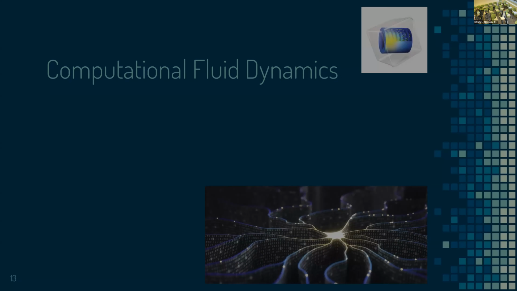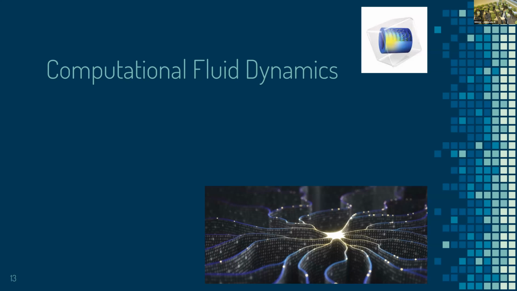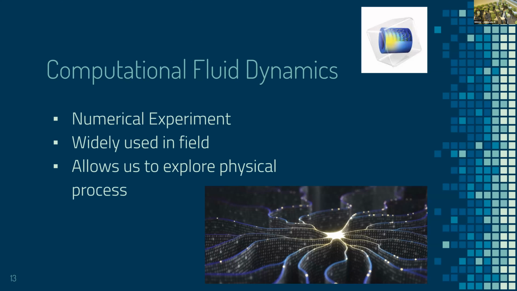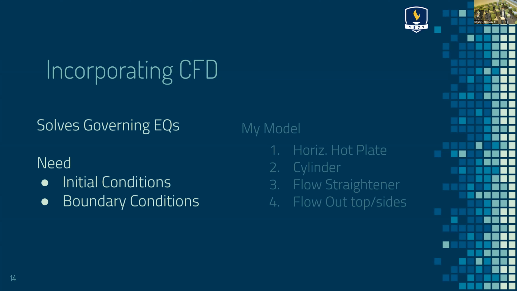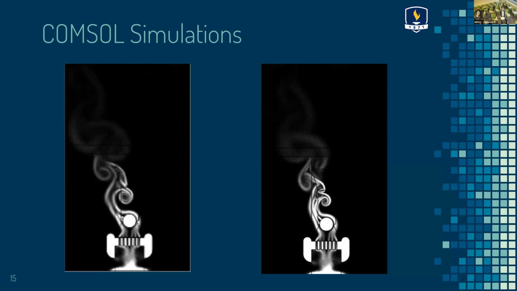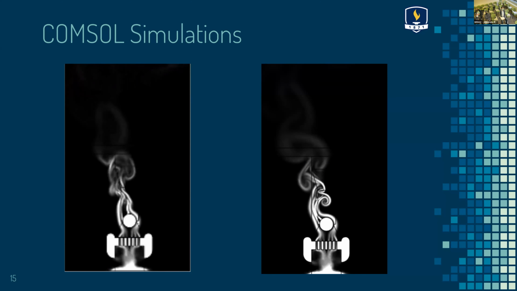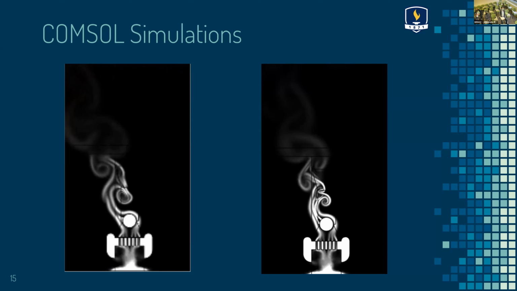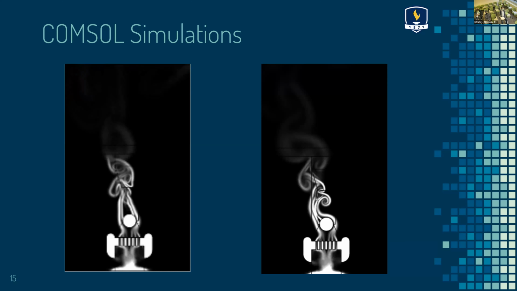So we continued on to use computational fluid dynamics and simulation software to improve our design. A word about this: it's just a numerical experiment, like I was mentioning before. It allows us to explore physical processes that we then used to improve the design. So this is a simulation I created of that first prototype. We've got open boundaries on the top and sides, and we've got a hot plate down at the bottom that's cut off by the bar that's driving hot air, in this case, to rise up through the platform.